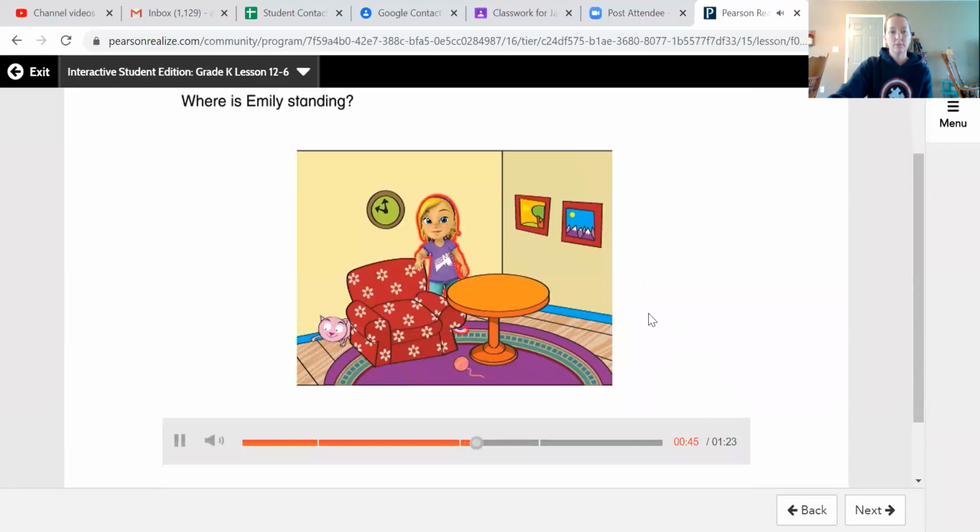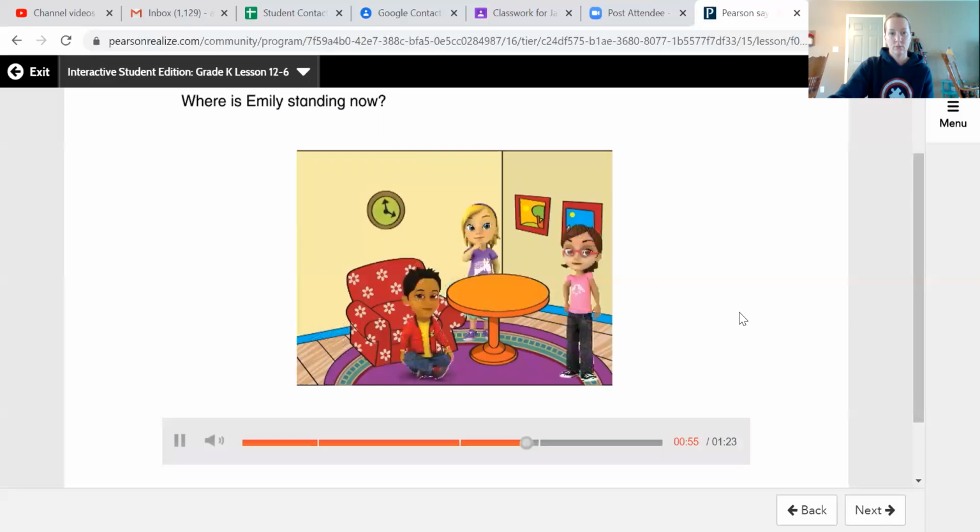Where is Emily standing? You could say Emily is standing next to the chair. Where is Emily standing now? What do you think? She was next to the chair. What's a way that you could tell where she is standing now? Is she under the table? No. Is she next to the table or beside the table? No.